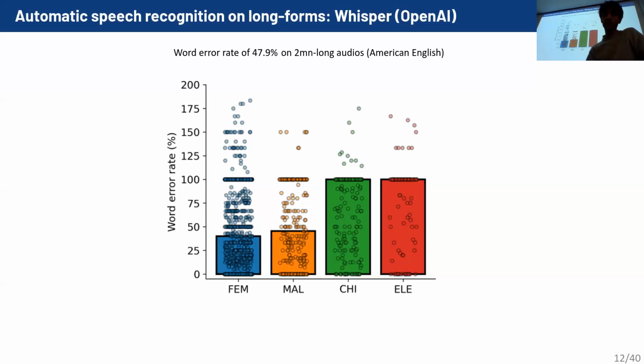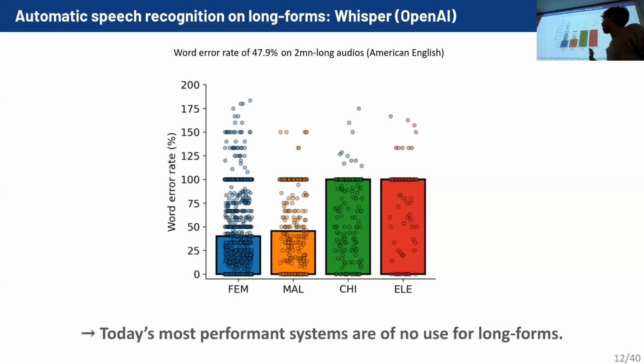100% word error rate. So the lesson of this short study is that even today's most performant systems are of no use on long forms. We cannot use off-the-shelf tools. We need to find some strategies to make them better.